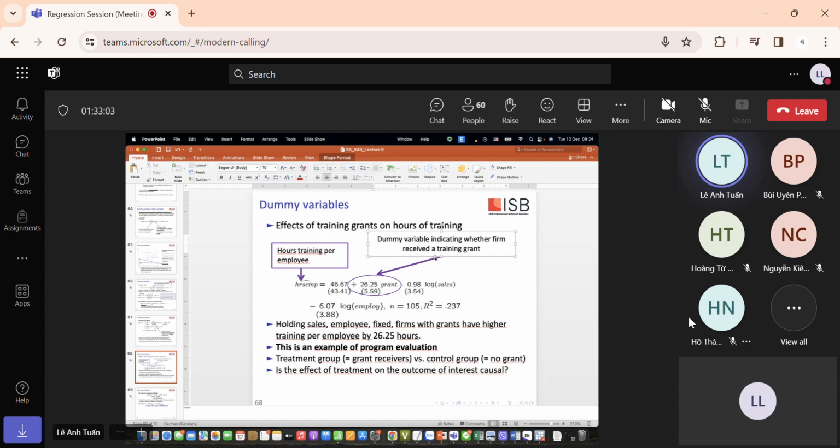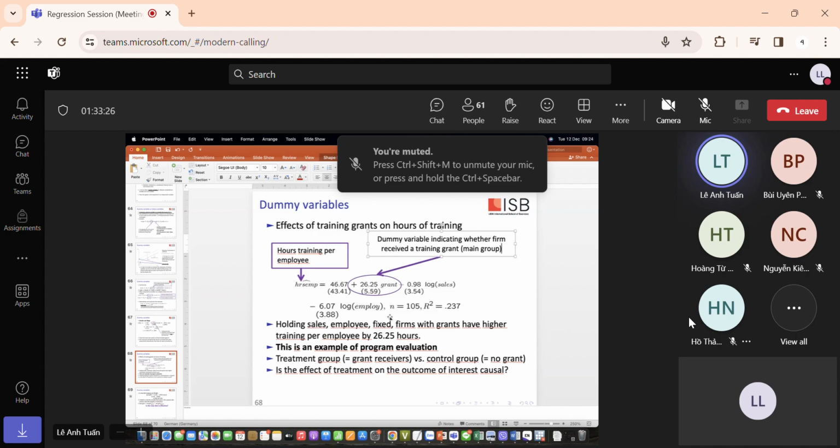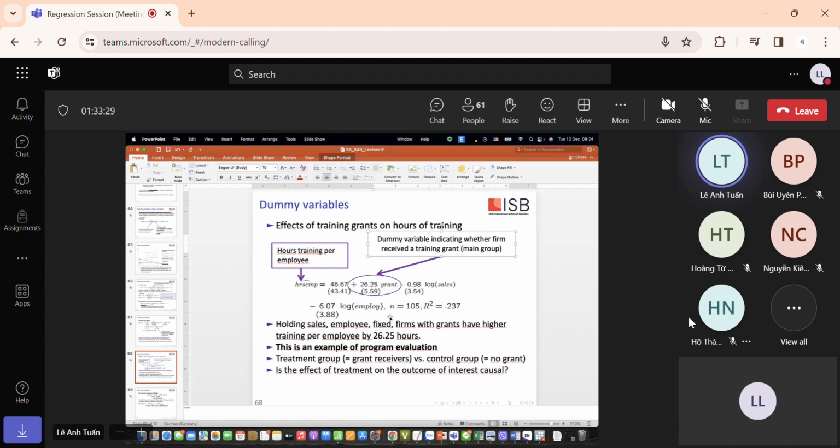firms with the grant, which is the main group, that is, firms that receive money, have higher training per employee because the coefficient is positive, by 25.25 hours. So this program is effective, because after they receive money, they increase the hours of training per employee. This is the way we use the dummy variable to evaluate the policy program.